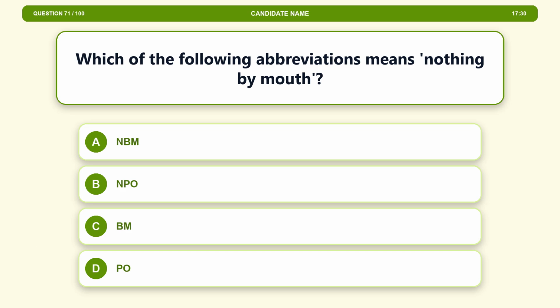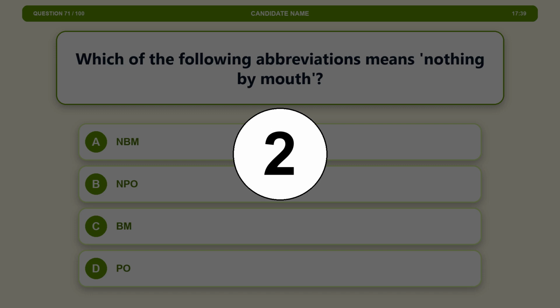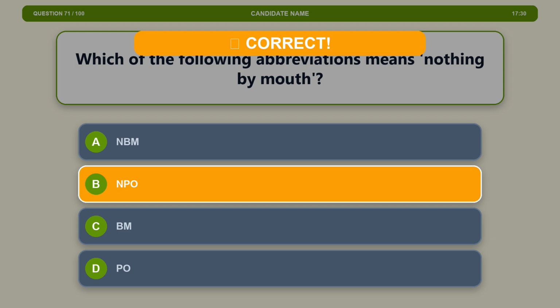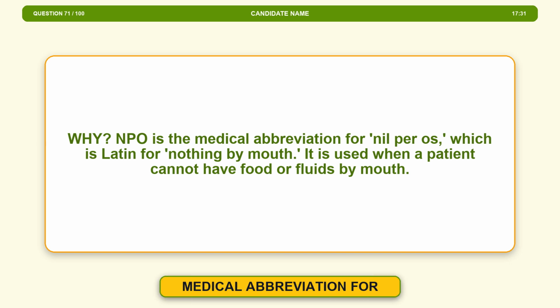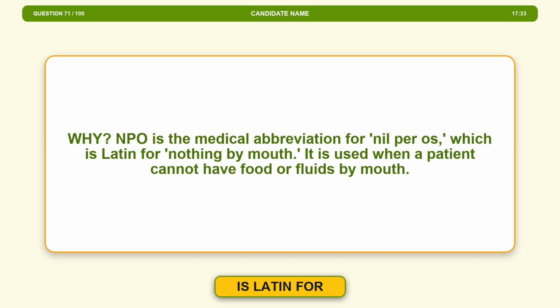Question 71. Which of the following abbreviations means nothing by mouth? Option A, NBM, Option B, NPO, Option C, BM, Option D, P. The correct answer is Option B, NPO. NPO is the medical abbreviation for nil per os, which is Latin for nothing by mouth. It is used when a patient cannot have food or fluids by mouth.